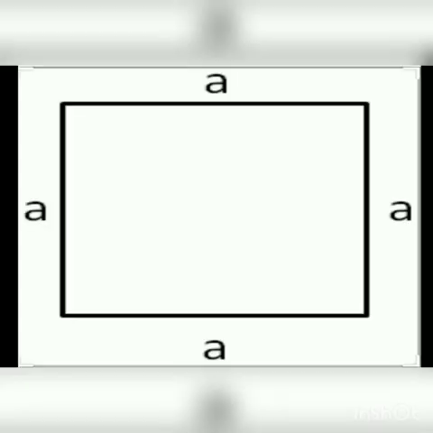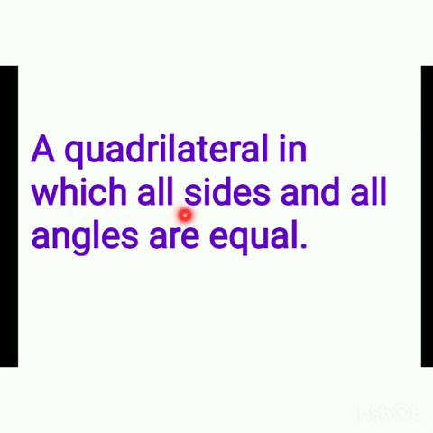Now the second type, square. Tell me, what are the features of a square? Yes, a square is a four-sided figure in which all four sides are equal. All the sides will be equal in a square. So what about the angles? Yes, all the angles will also be equal. So a quadrilateral in which all the sides are equal and all the angles are equal is known as a square.